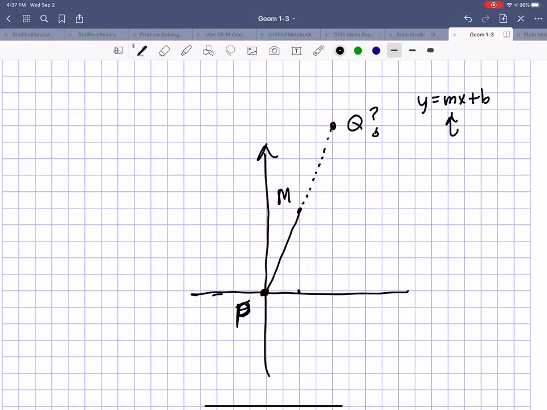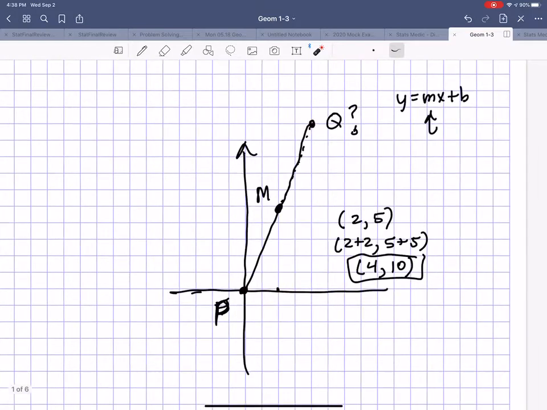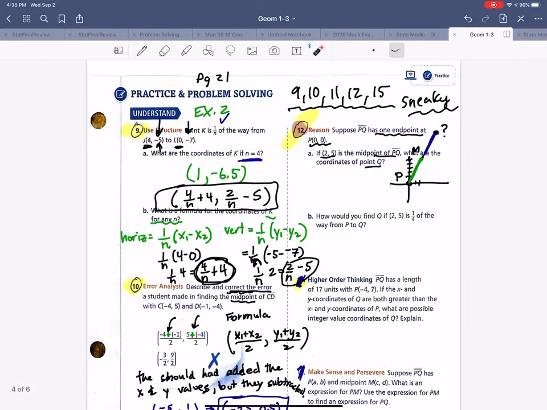So if you think about this mathematically, coordinate M is 2, 5. And so we just want to keep going, another 2 and another 5. Kind of interesting, right? So point Q should be at the coordinate 4, 10. Let's check that out. So 1, 2, 3, 4. 2, 4, 6, 8, 10. That's perfectly right. So that's what they're looking for in question number 12. If I'm at 2, 5, then I want to go 2 more and 5 more, so I get the coordinate 4, 10.